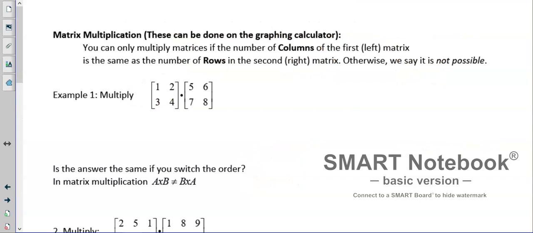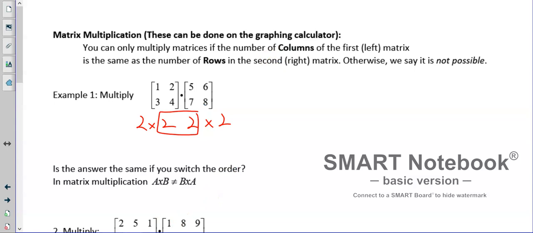All right, matrix multiplication. These can be done in the graphing calculator. You can only multiply matrices if the number of columns on the first, the left matrix, is the same as the number of rows on the second matrix. Otherwise, we say it's not possible. So the first thing we want to start off with is just saying 2 by 2 and 2 by 2. And what we're going to do is look at the inside numbers. And since the inside numbers are the same, we're good to go.